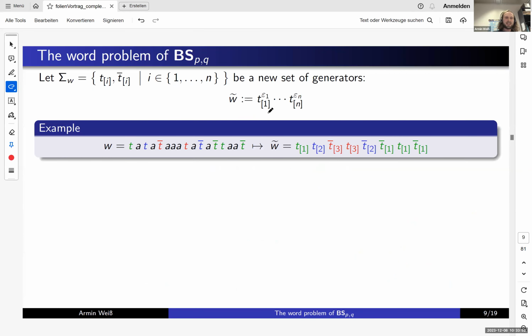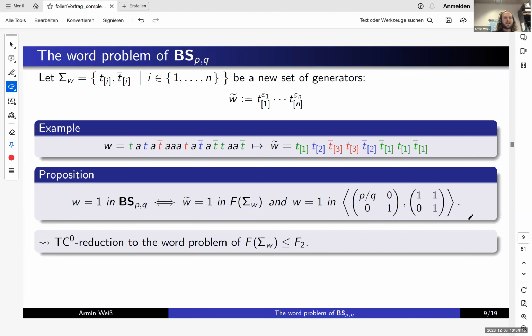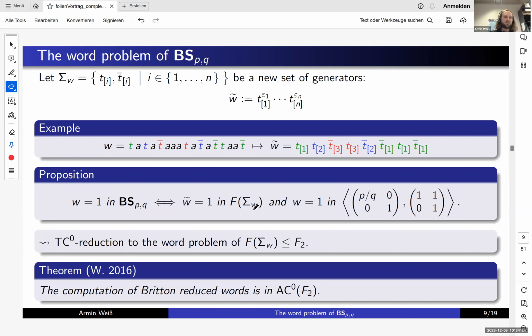Yeah, and then we take some word and assign those colors. And what we prove is that the word is 1 in the Baumslag-Solitar group if and only if the resulting word W tilde is 1 in the free group, and also W is 1 in this solvable quotient. And in this solvable quotient, we can compute in TC0. And this here can be solved as a word problem of the free group. And that way, we can solve the word problem of the Baumslag-Solitar group by reducing it to the free group. And actually, we can do all computation with written reduced words when reduced to the free group.